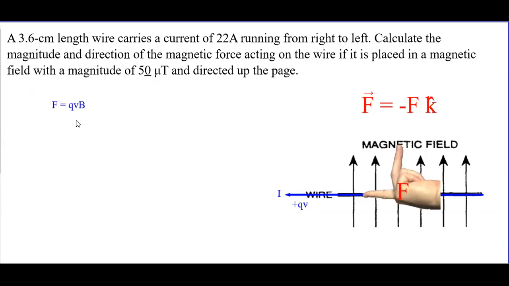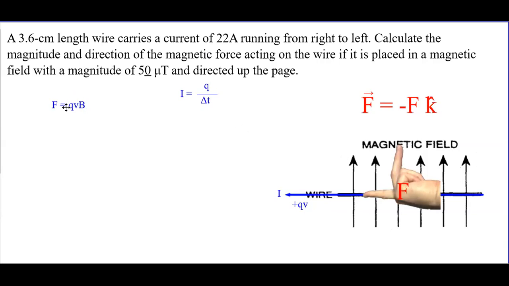The math, I'll just say, okay, well, my force equals my charge times my velocity of the charge multiplied by my magnetic field. I'm going to ignore sine theta because I can see that my velocity and my magnetic field are perpendicular to each other. So sine theta, sine 90 degrees is 1. Let's ignore that. I know that current is my charge divided by my time. So I wasn't given my velocity. So therefore, I'm just going to say charge divided by time.